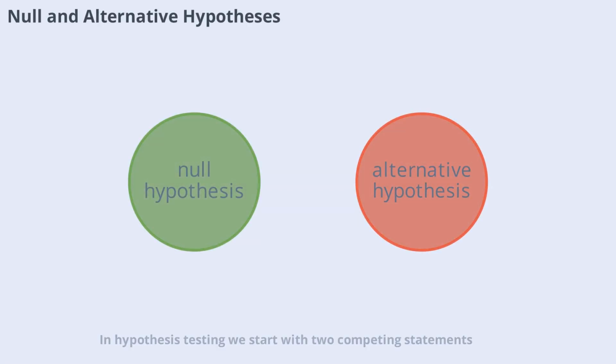In hypothesis testing, we start with two competing statements: the null hypothesis and the alternative hypothesis. The null hypothesis usually states that there's no effect or difference, while the alternative suggests there is. Statistical tests help us decide which hypothesis is better supported by the data.